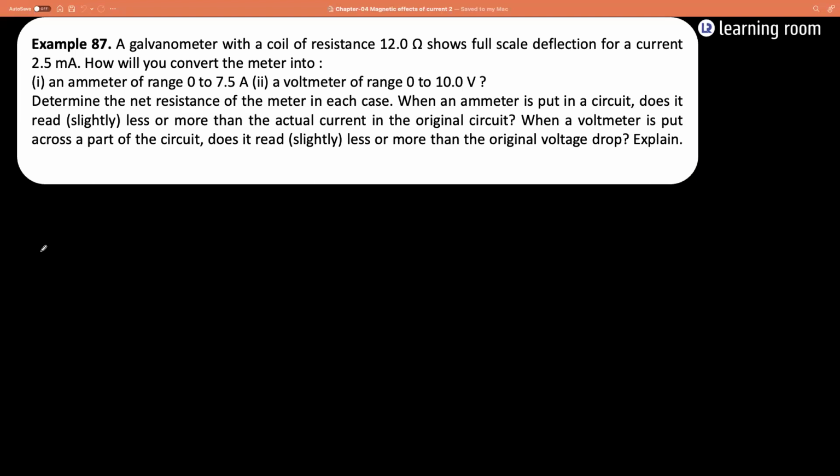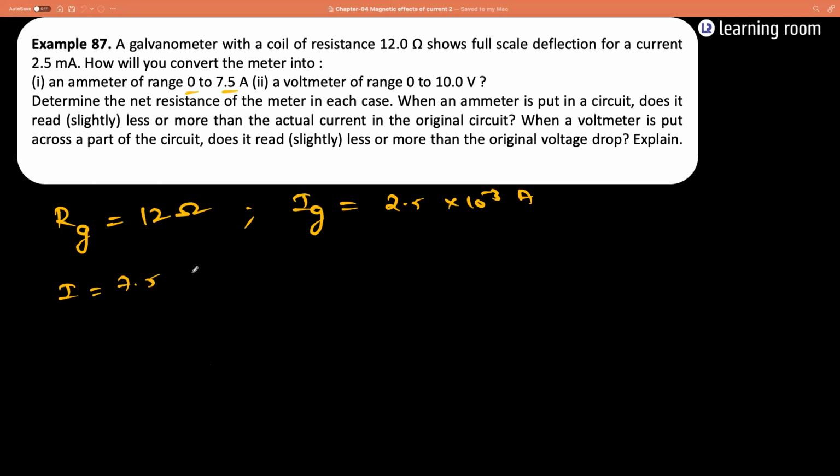A galvanometer with a coil of resistance 12 ohm shows a full scale deflection when a current of 2.5 into 10 power minus 3 ampere is passed. How will you convert the meter into an ammeter whose range is 0 to 7.5? So I is equal to 7.5. Right, so if you want to convert a galvanometer to an ammeter, what are we supposed to do?